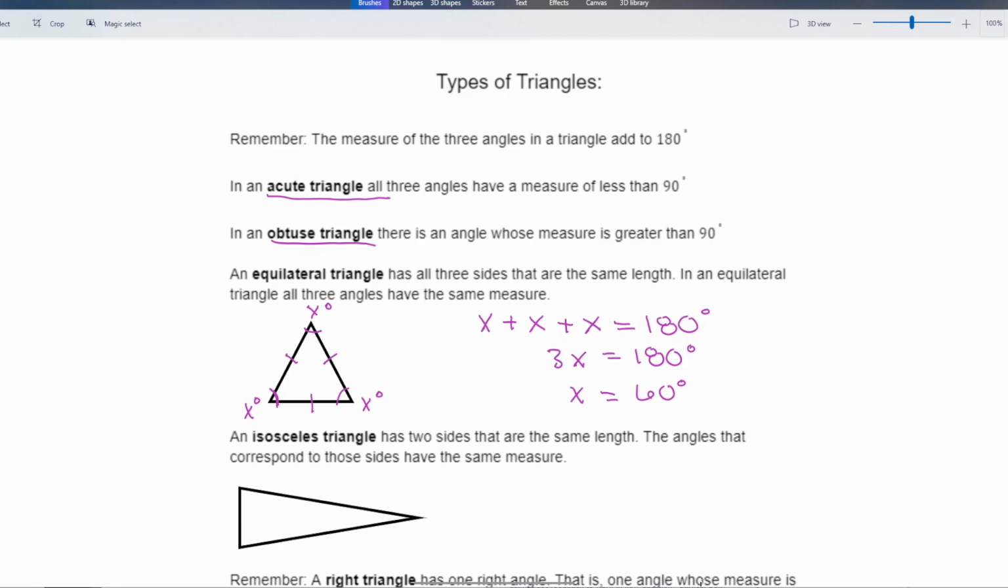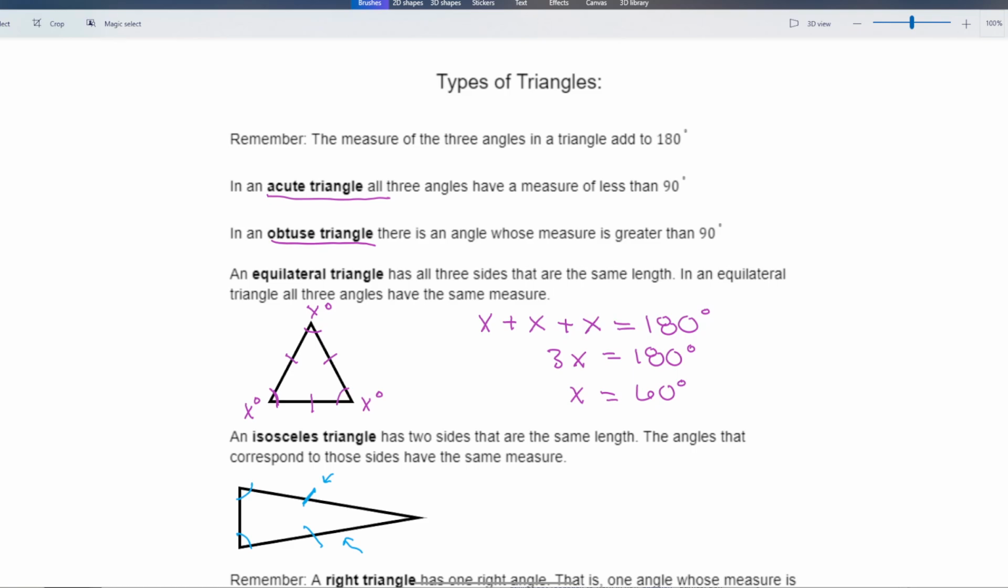Now, we can also have what's called an isosceles triangle. In an isosceles triangle, two of the sides are the same length. So you can see in this image that this long side and this one here are the same length. This means that the corresponding angles, the angle that corresponds to this first side is this angle, and the angle that corresponds to this second side is that angle. So those two angles are going to be equal, and these two sides are going to have equal length.